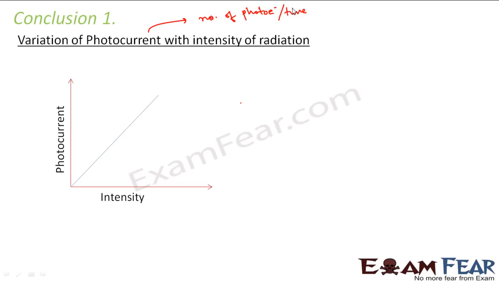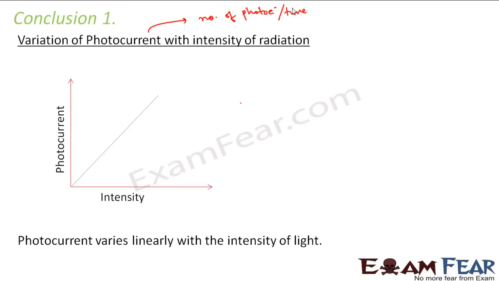So that is photocurrent. It was seen that as the intensity of the incident light was increased, the number of photoelectrons emitted also increased with time. So if the number of photoelectrons emitted keeps increasing, the photocurrent will also increase, right? So photocurrent varies linearly with the intensity of light. If we want more photocurrent, we have to provide light of more intensity.